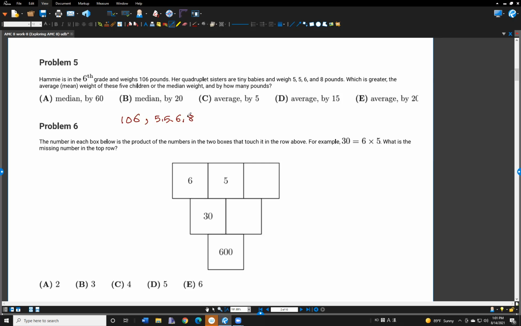E. Is it E? Okay, oh, what is this one? Everybody 20. Okay, I got the one offer. Answer is E.